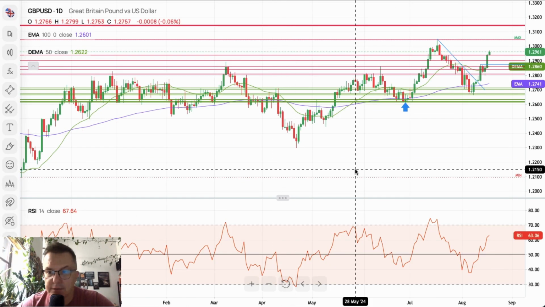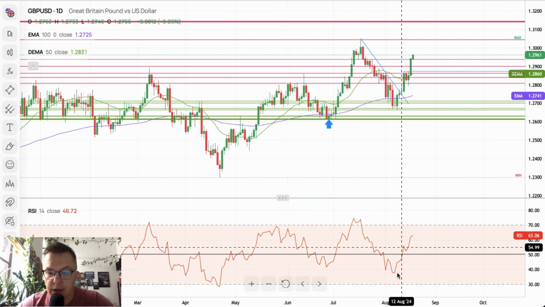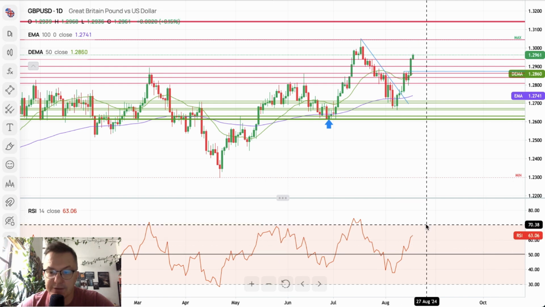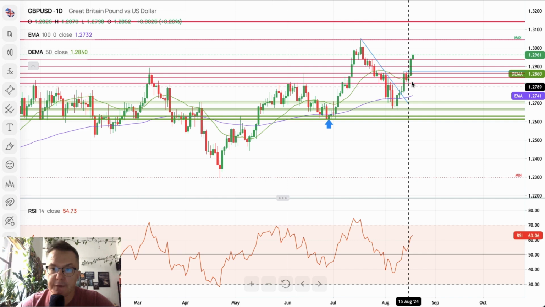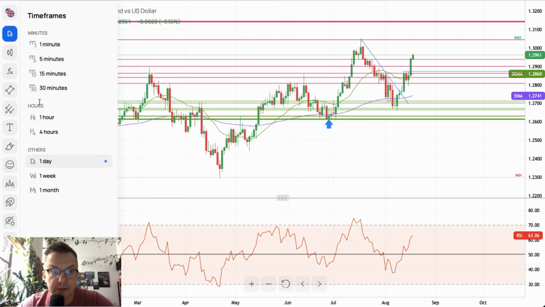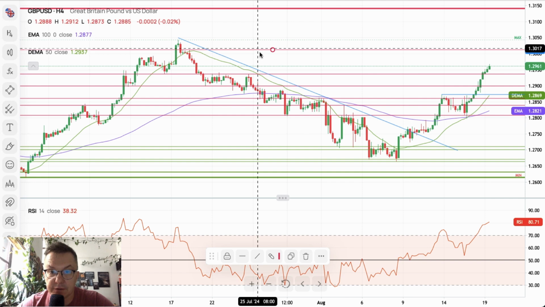The British pound, the cable, is doing very well. It broke above the level of 50 on the daily time frame chart on the RSI, and now it's trading at the level of 63 points. Momentum is strong, momentum is positive. The market is moving higher and higher. The next target, of course, here is located at 1.3041. On the lower time frame, like a 4 hour, we can see very nice movement to the upside.